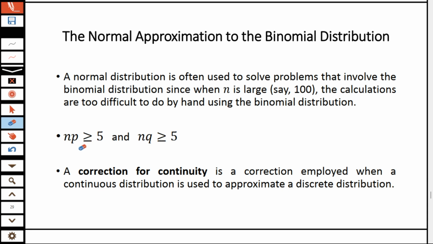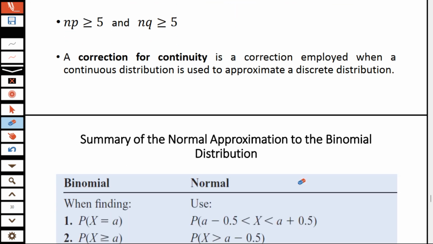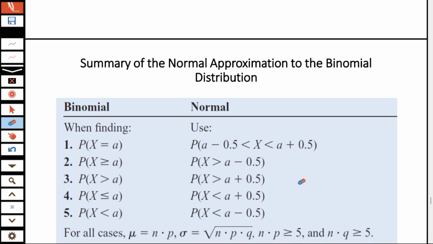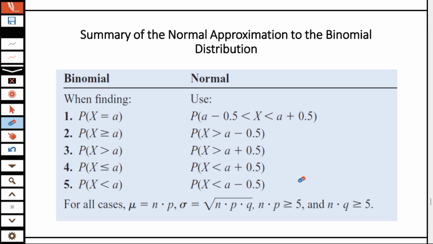When you want to use the normal approximation to approximate the binomial distribution, you have what we call a correction for continuity. It's a correction employed when a continuous distribution is used to approximate a discrete distribution. So always when you use a continuous distribution to approximate a discrete distribution, we use a correction for continuity. Let's go to the next slide for me to summarize the normal approximation to binomial distribution for you.